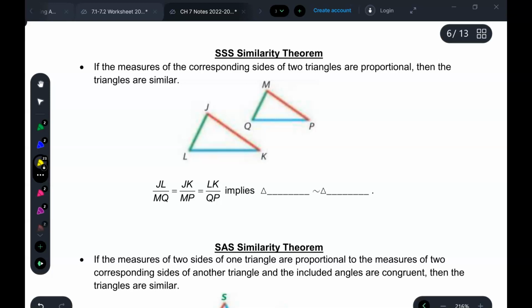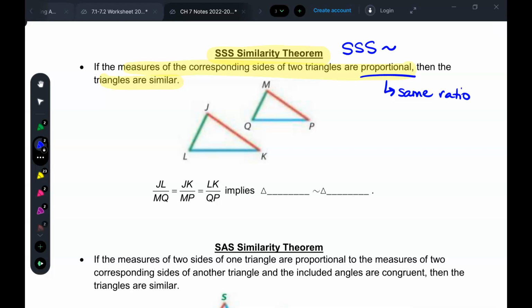Okay. Now, side similarity. These are not congruent. They are proportional. Proportional means they have to have the same ratio. So we say side, and then make sure you put a little similarity symbol next to it so we don't get that confused with side congruence. What does proportional mean again? Same ratio. So we're comparing each of the corresponding sides.